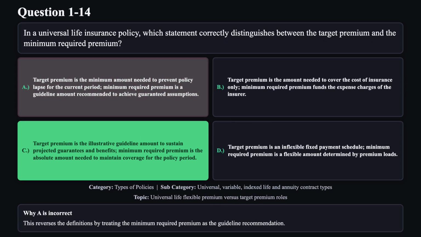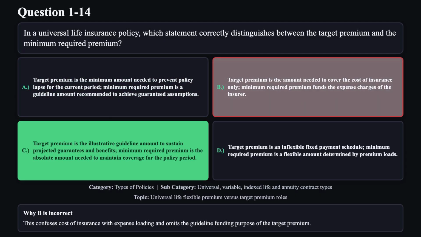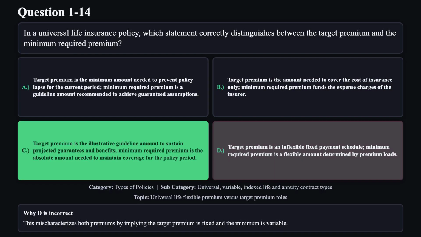Reason A is not correct. This reverses the definitions by treating the minimum required premium as the guideline recommendation. Reason B is not correct. This confuses cost of insurance with expense loading and omits the guideline funding purpose of the target premium. Reason D is not correct. This mischaracterizes both premiums by implying the target premium is fixed and the minimum is variable.